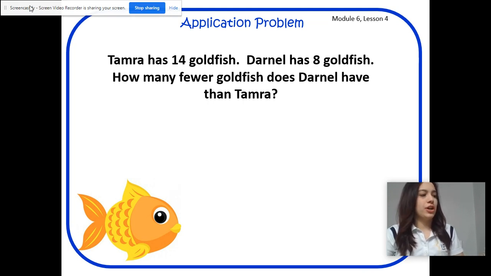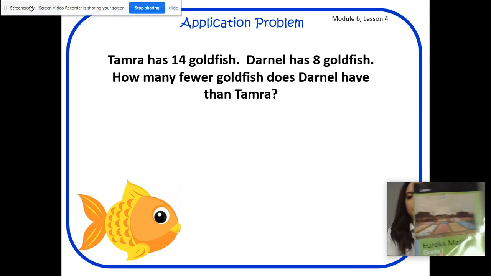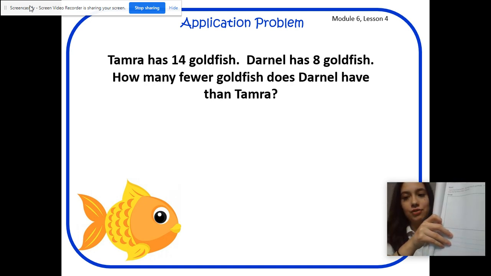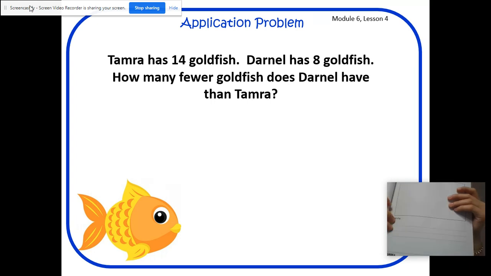So before we start, make sure you get your green workbook and turn it to page 17 because we're going to do the problem of the day for Lesson 4, page 17. Press pause if you need time to find it and press play when you're ready.